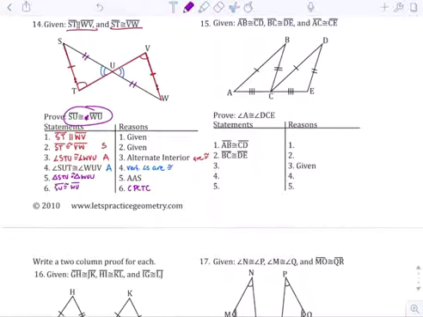Okay, 15. Well, they gave us 3 given statements, so I'm just going to write all of those down. The last one they did not write was AC is congruent to CE. This one should be obvious to you guys, but we got those congruent to each other. We got these segments congruent to each other. Again, these are all your given statements, right?